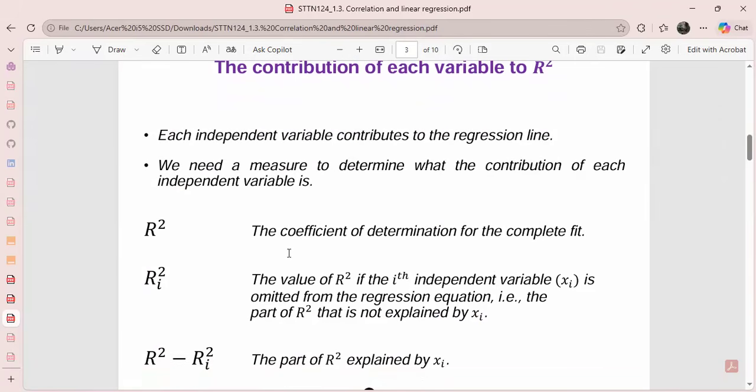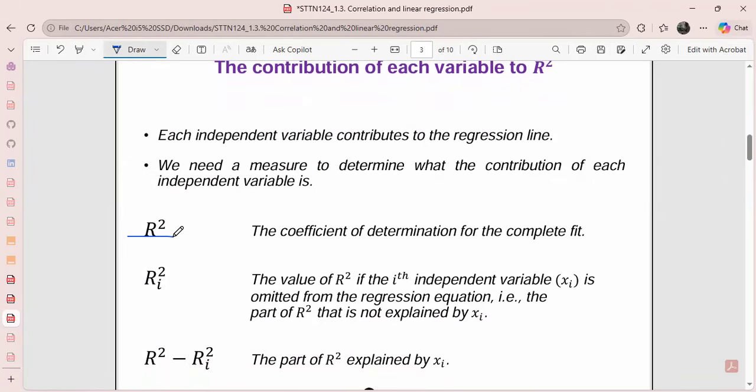So 1.3, now we're talking about what we call the contribution of each variable to R squared. This contribution to R squared is formed by two things. It is formed by the coefficient of determination, which is R squared. It is also formed by R squared i, which is the value of R squared if the ith independent variable, either x1, x2, x3, is omitted from the regression equation. That's why this part, R squared minus R squared i, is where you see the contribution of your variable to your R squared.